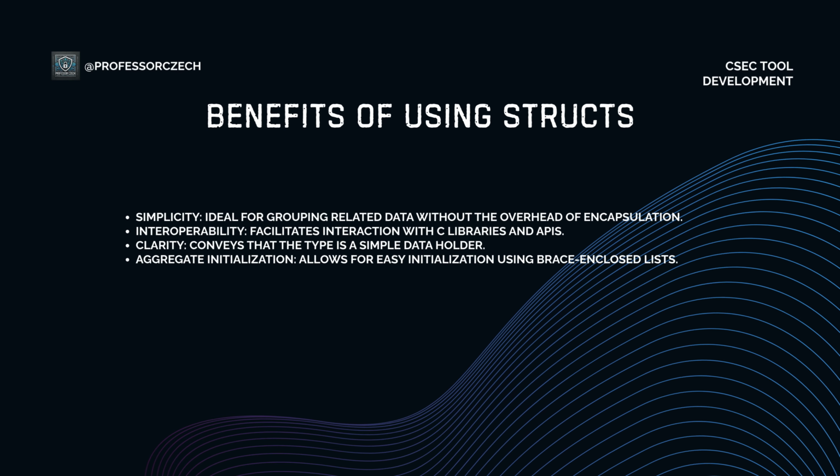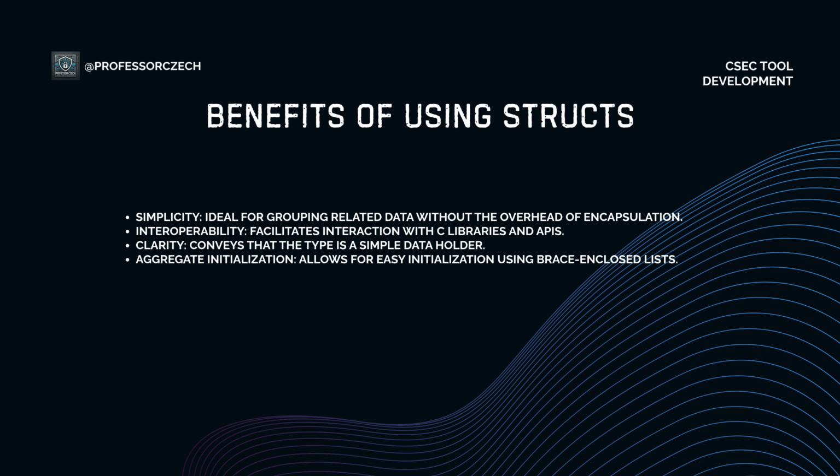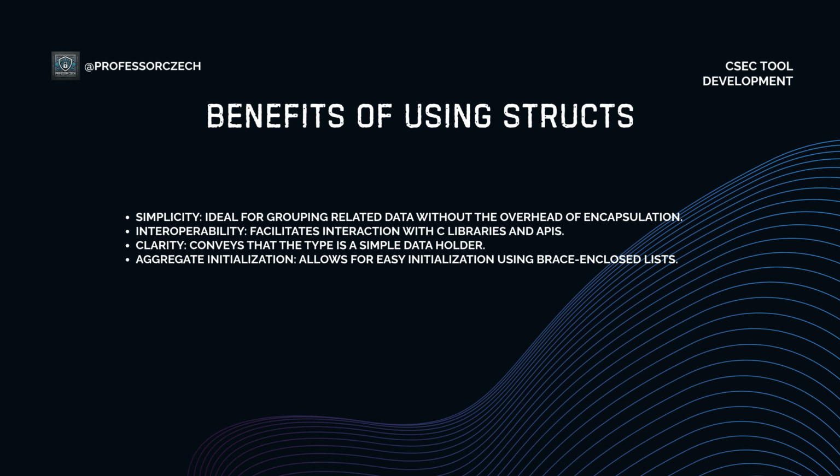But why are we going to even use structs? You've got to know the benefits, right? So, simplicity: it's ideal for grouping related data without the overhead of encapsulation. Interoperability, because it facilitates interactions with C libraries and APIs. Clarity, because it conveys that the type is a simple data holder. And aggregate initialization, because it allows for easy initialization with brace enclosed lists.